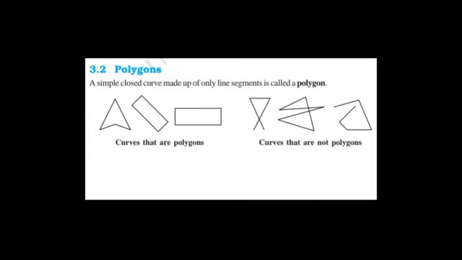We already discussed that a simple closed curve made up of only line segments is called a polygon. Observe the first 3 figures. They are made up of line segments and in each figure the line segments do not cross themselves. So they are simple closed curves that are polygons. Now observe the next 3 figures. They are made up of line segments, but in the first 2 figures the line segments cross themselves and the third figure is not closed. So they are curves that are not polygons.